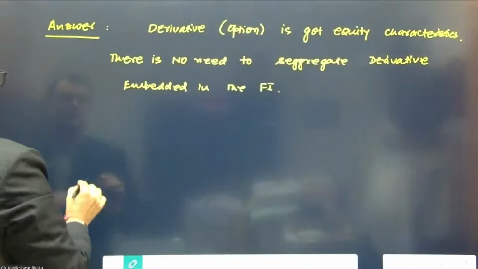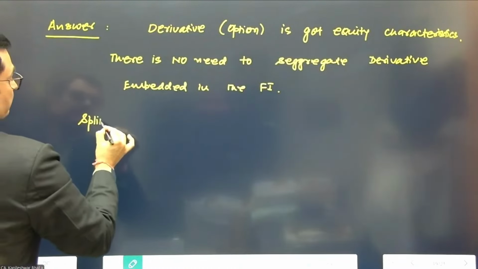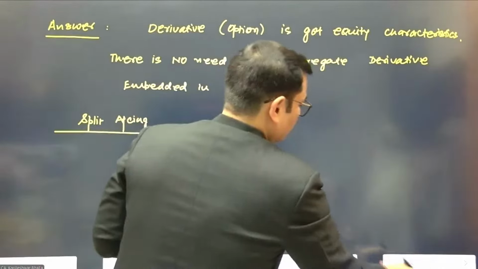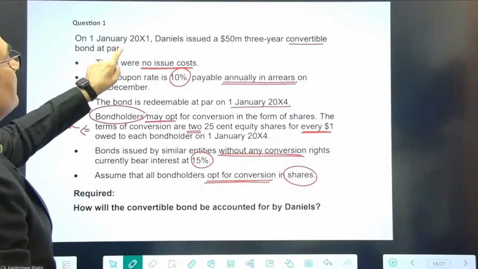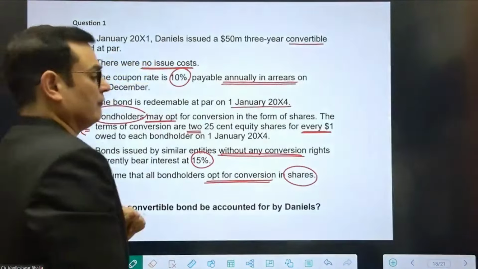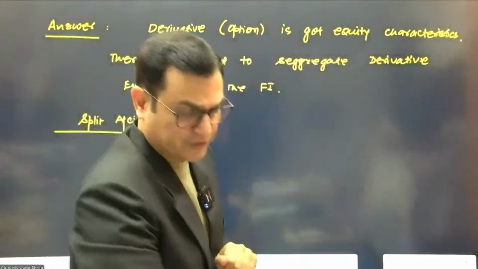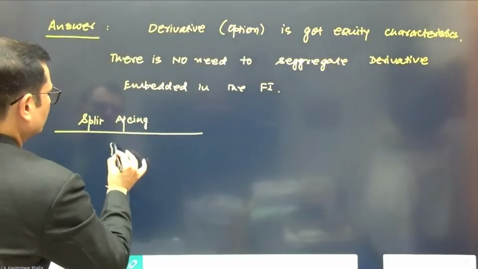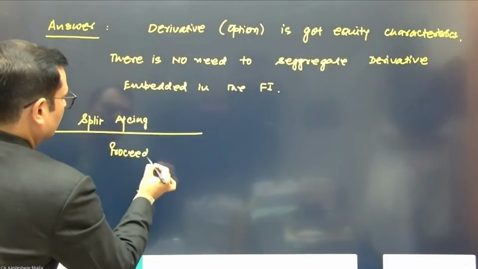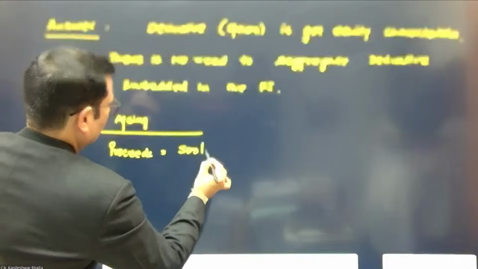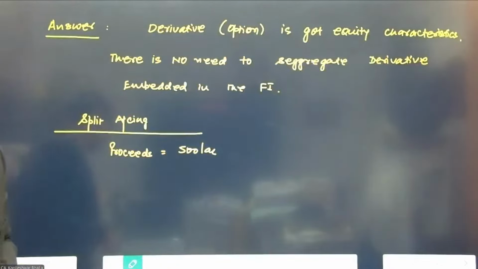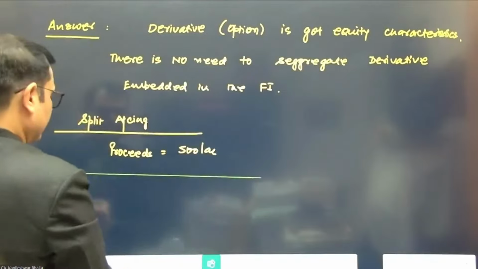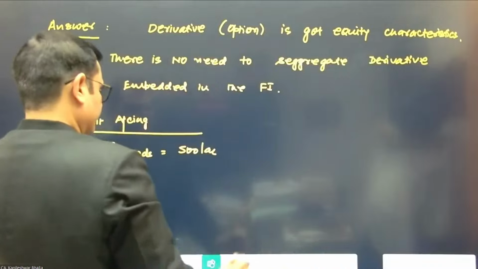Now, let's begin our inputs on the split accounting. Let's see what the proceeds are. I am given that the company issued 50 million. 50 million would mean how much in lakhs? I guess 500 lakhs. So we've got the proceeds. I'm just taking this in lakhs for convenience. So 50 million would mean a total of 500 lakhs. Then we can segregate the liability and the equity element, or let's do it here.